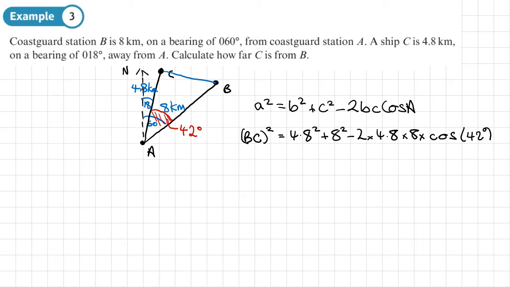Okay, so let's work these bits out. So we'll show our working as we go along. We're not just going to work it out all in one go. So 4.8 squared gives us 23.04.